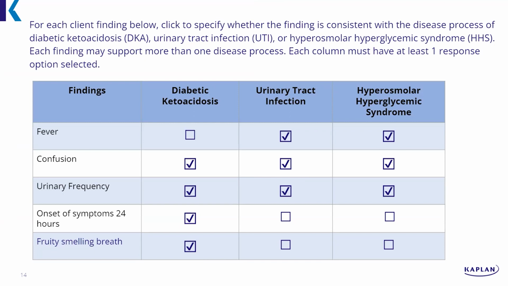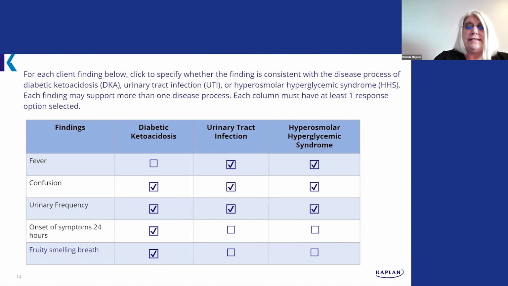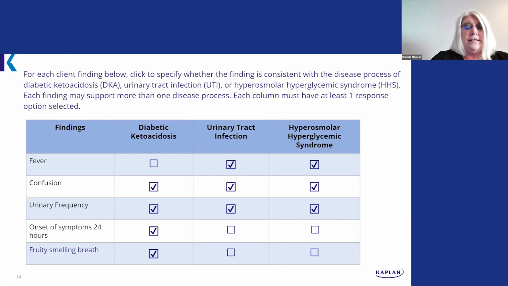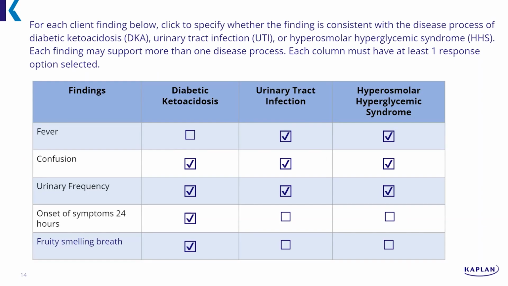In this example, you will choose which disease process is consistent based on the findings provided in the first column. So let's take a look at a few rows. Fever. You would select if a fever is a common symptom in DKA, UTI, or HHS. You would select one or more options that correspond with the symptom of fever. Let's look at confusion. You will need to determine if confusion is a symptom that can be met across 1, 2, or all 3 of the diagnoses provided. As you determine your choices, you will conclude which disease process the client is experiencing by noting which diagnosis has the most correlated symptoms selected.